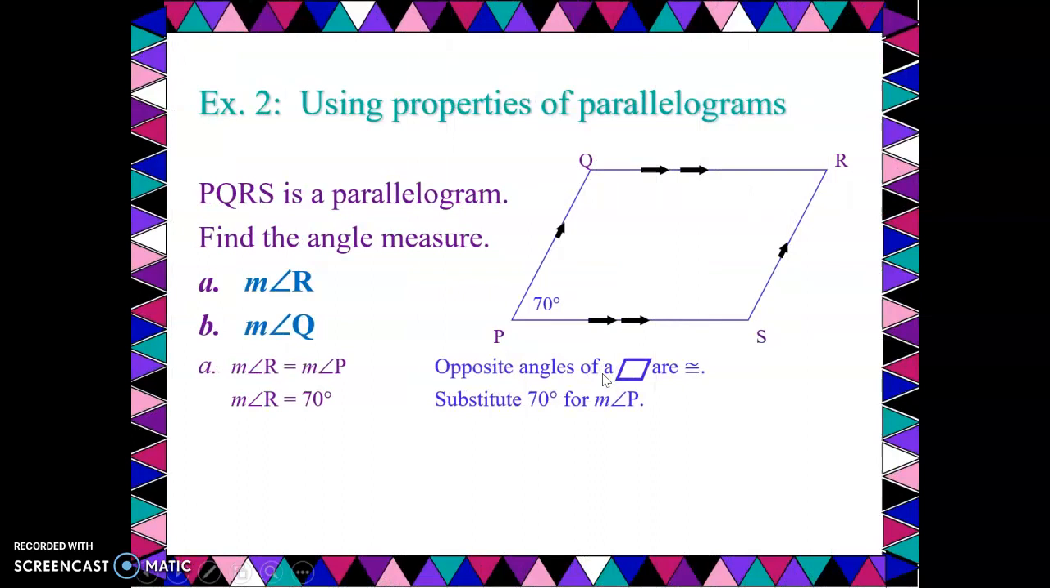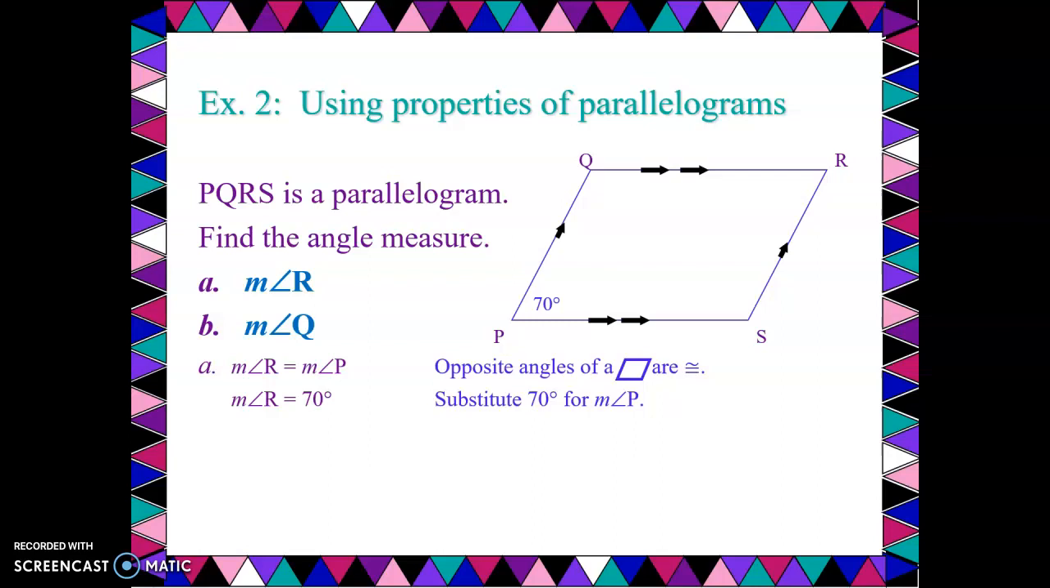All right, let's take a look at the first example. Let's look at letter A. We need to find the measure of angle R. But what do you know about angle R and angle P? They're opposite angles, right? And what do we know? What have we written on our note template? What do we know about opposite angles of a parallelogram? Well, we know they're congruent. So if I substitute in, I know that angle R has to be 70. Opposite angles of a parallelogram are the exact same size.